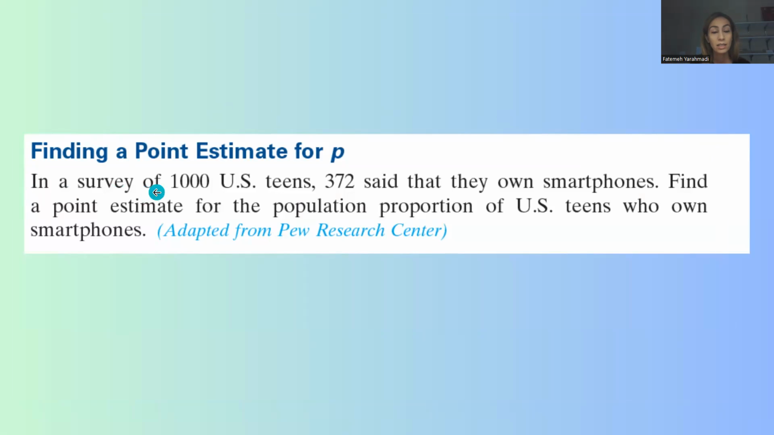The example says, in a survey of 1,000 US teens, 372 said that they own smartphones. So 372 said yes. This is your X value, the number of successes. And 1,000 is your sample size. Very good. The question says, find the point estimate for population proportion of US teens who own smartphones.